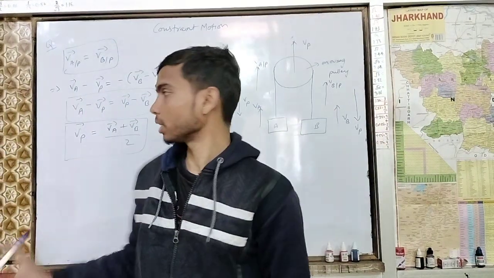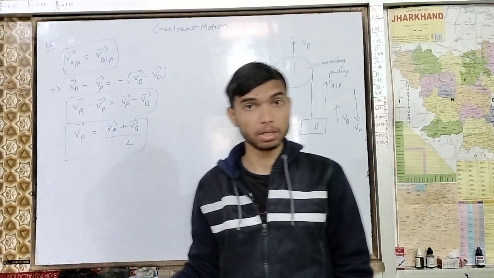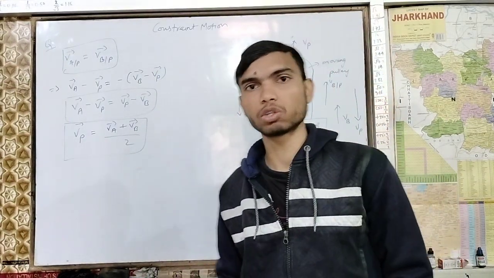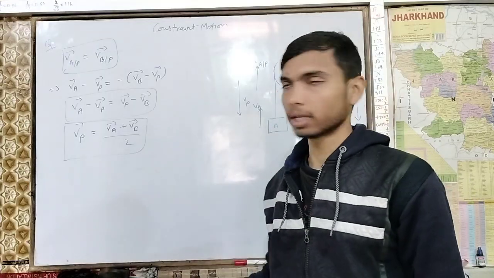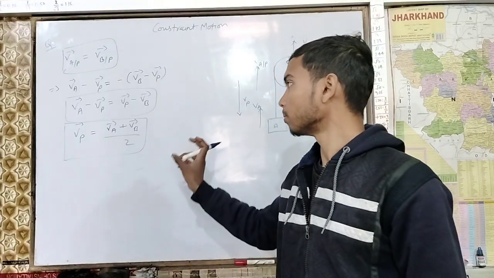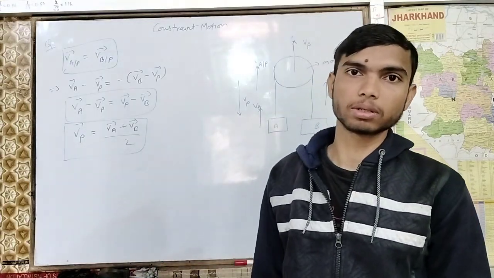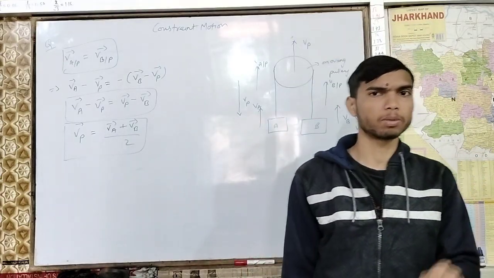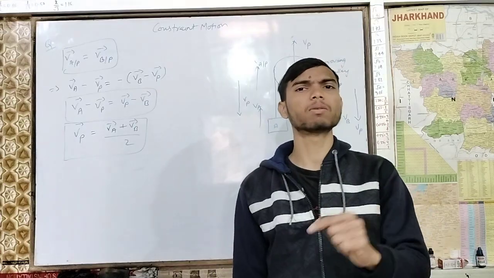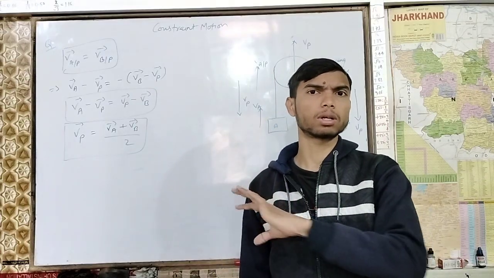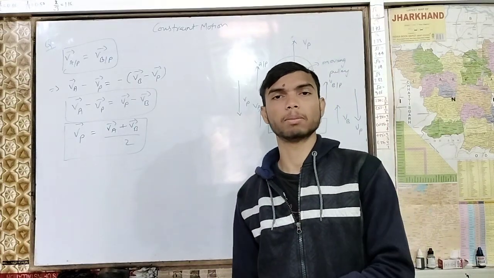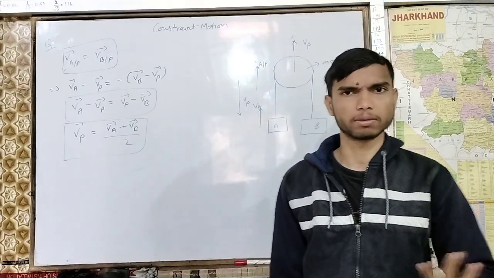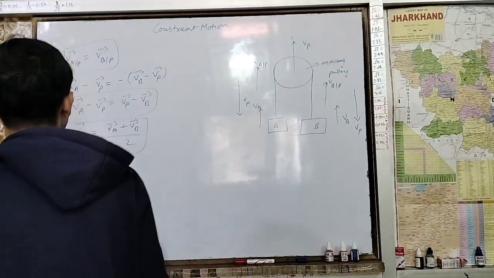If we use this equation to calculate velocity of P, you can also calculate velocity of A and velocity of B by using this equation. Just remember, the velocity of P, which is moving, will be equal to the total velocity of A block and B block upon 2.